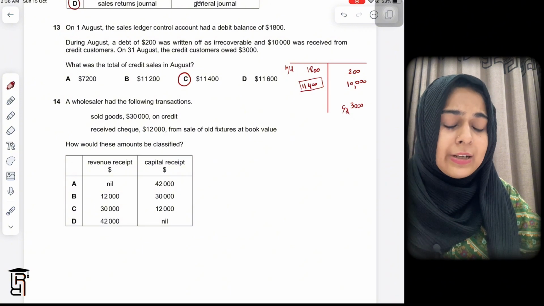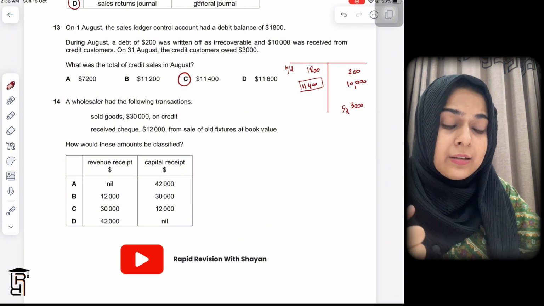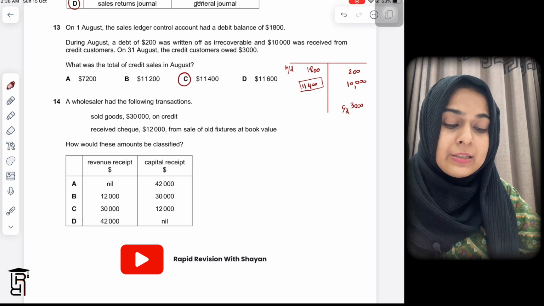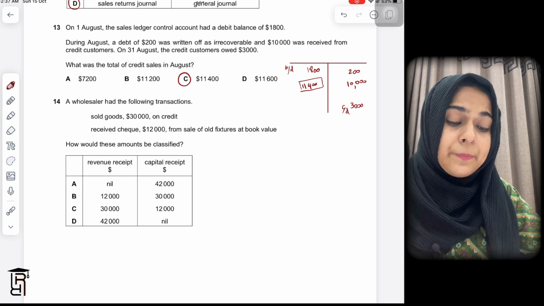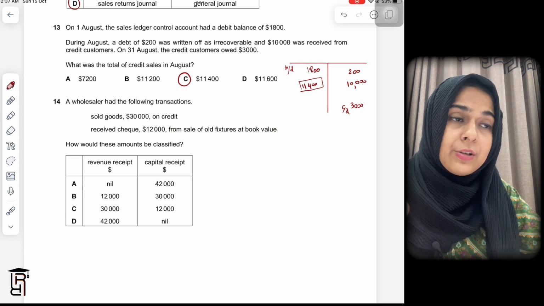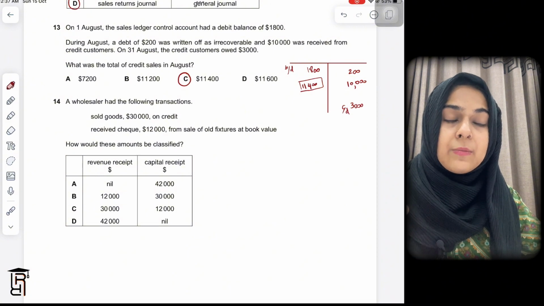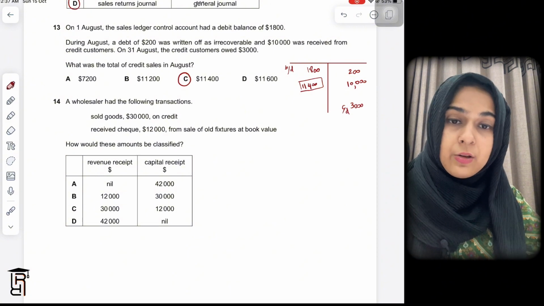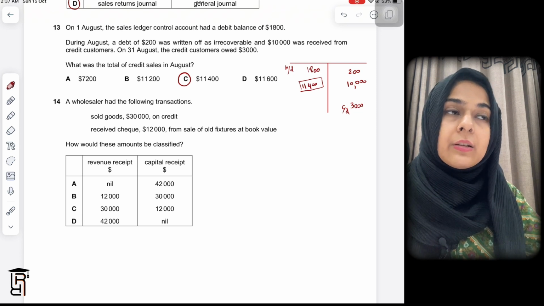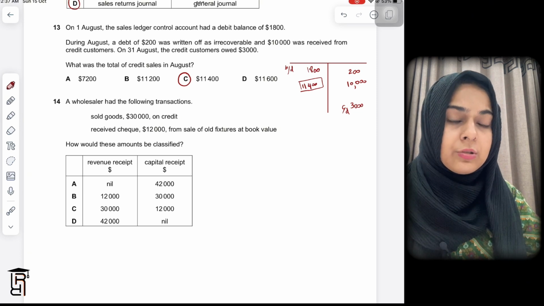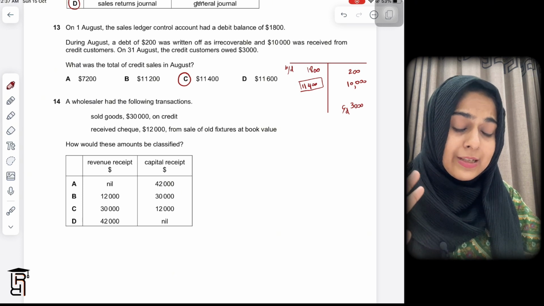So goods sold on credit will go into your income statement and are your revenue receipt, and the amount received from the sale of old fixtures at book value is going to be your capital receipt. When you sell off a non-current asset, that becomes a capital receipt, because it's a one-off transaction. You wouldn't sell your non-current assets every other year. You would do it in 4-5 years or 2-3 years maybe, not every now and then. So this is a capital receipt.